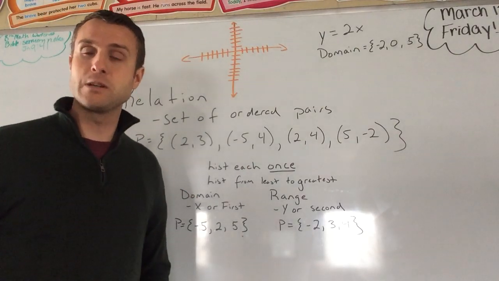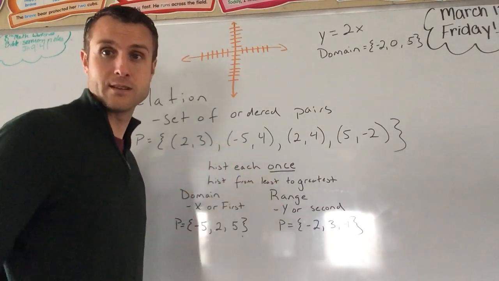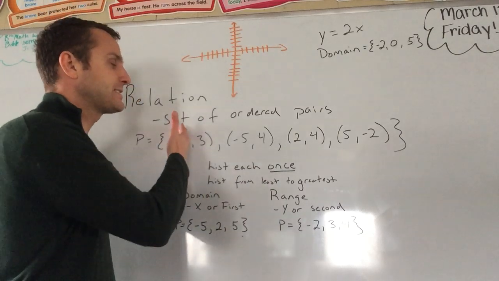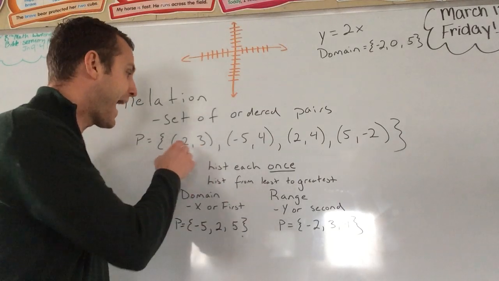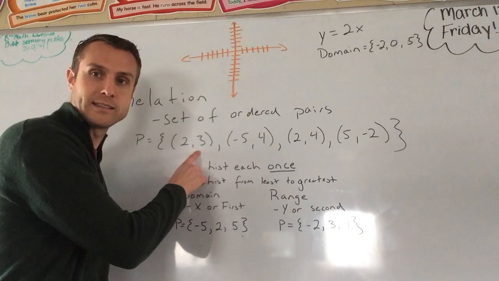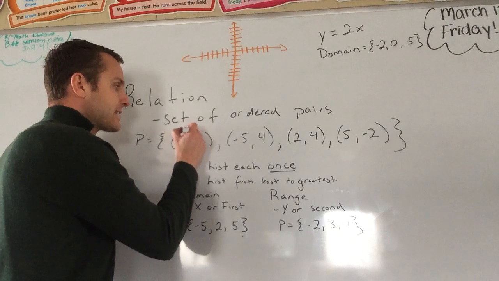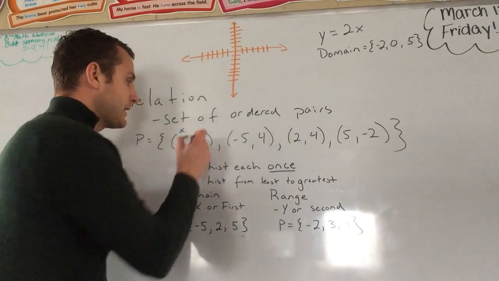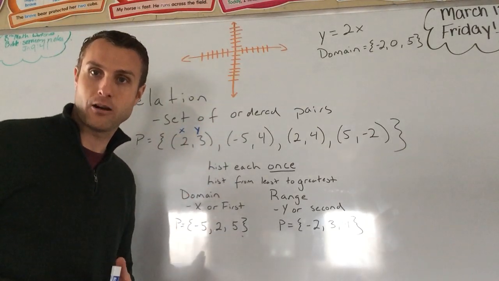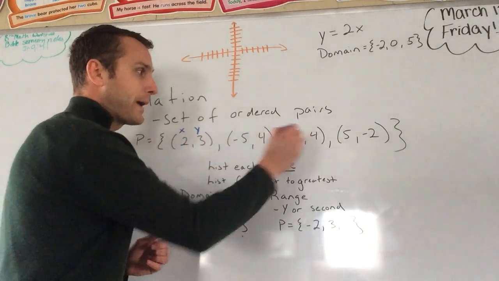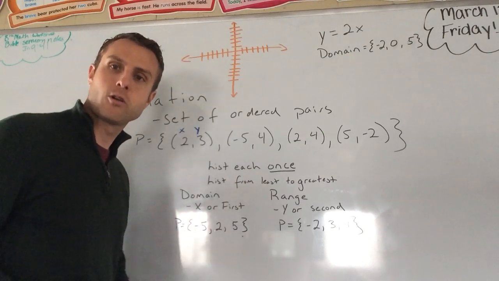Now, normally in math, when we talk about a set, we talk about a group of numbers or a group of groups of numbers. A relation is a set of ordered pairs. Remember, an ordered pair is an x and a y coordinate. So remember, my first number in each parentheses is x. My second number in each parentheses is y. We call that an ordered pair. So when I have several ordered pairs together, we call that a relation. That's all it is. It's a group of ordered pairs.